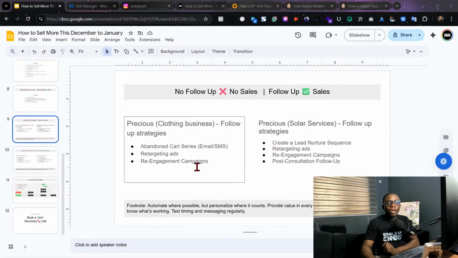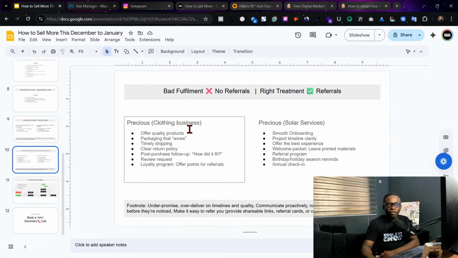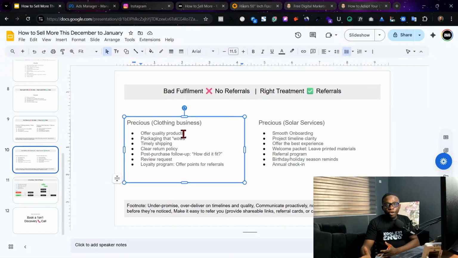See, in Nigeria, one of our big problems is providing quality service. If your business provides quality service, you solve almost 80% of Nigerians' problem. Trust and quality. Seriously, no jokes. So now, bad fulfillment. I'm talking about fulfillment, right? This is how you offer good fulfillment as, let's say, a clothing business or product business.